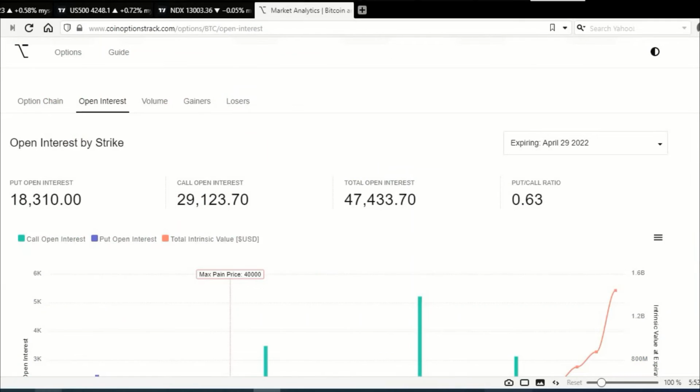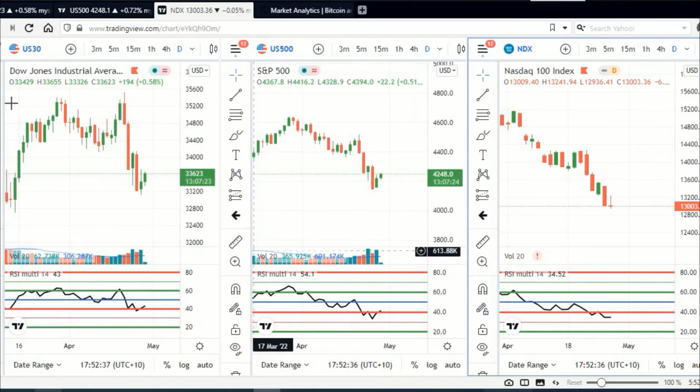So if you could see the global markets, this is US 30, this is S&P 500, this is Nasdaq 100. US 30 and S&P 500 look a little bit positive. It looks like it is trying to hold the previous day's slight positive sentiment. The same is happening with the S&P 500 as well, but Nasdaq doesn't look encouraging at all.